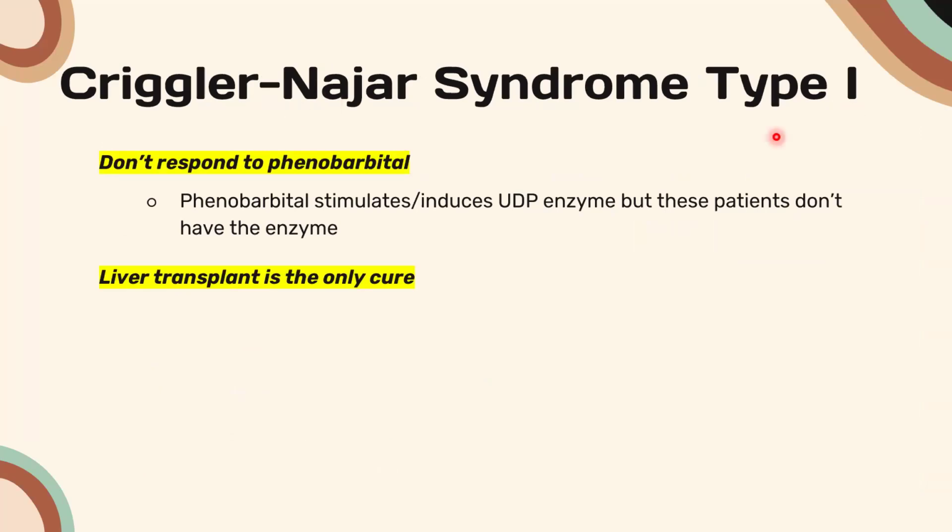Crigler-Najjar syndrome type 1 does not respond to phenobarbital. This is a medication which you could give to patients who have Crigler-Najjar syndrome type 2, and we'll discuss that later on. But you need to know that type 1 patients don't respond to phenobarbital because it is supposed to stimulate the UDP enzyme, but these patients don't have it; it's completely absent. So there is nothing to stimulate. And liver transplant is the only cure for these patients.